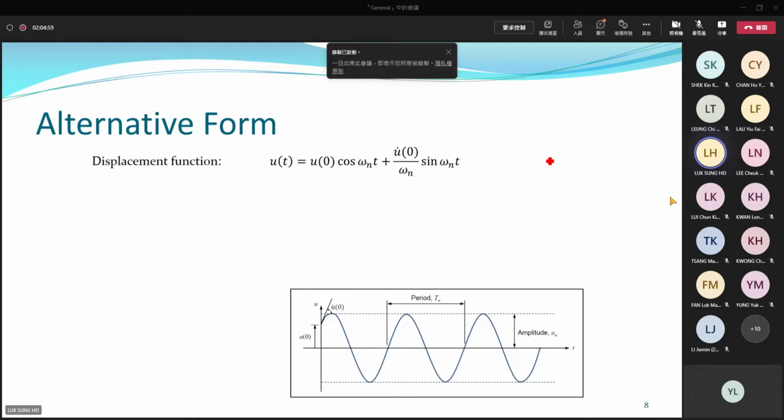Okay, some further discussions. From the previous sections, we know the solution for an undamped system under free vibrations. You can express it mathematically with cosine and sine functions. You know the coefficient A, you know the coefficient B. They depend on the initial conditions and also omega n. You know how to calculate omega n based on stiffness and mass.